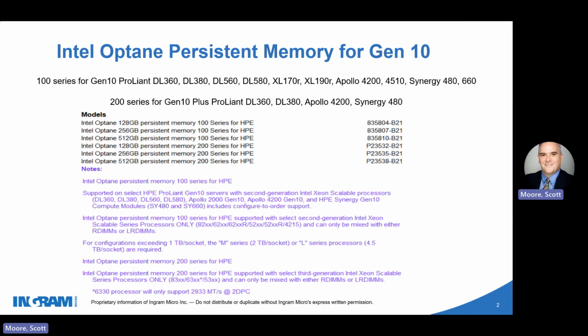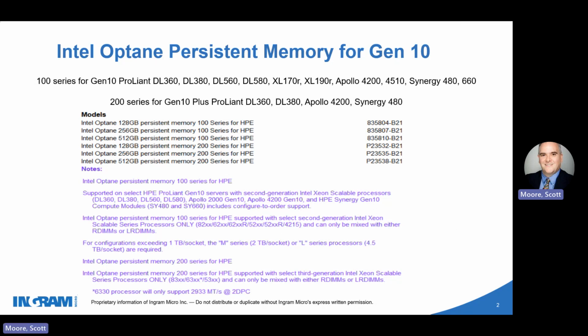200 series PMEM is for use in servers with third generation Intel scalable processors, the ones that have a 3 in the second numerical digit of the name, like Gold 5320. And those are the current Intel-based Generation 10 Plus servers. Due to addressable memory limitations on certain processors, going above 1 terabyte per CPU with the 100 series memory requires M or L series processors. M series support 2 terabytes per CPU, and L series support up to 4.5 terabytes per CPU.